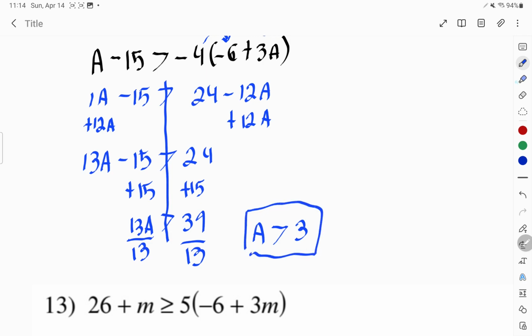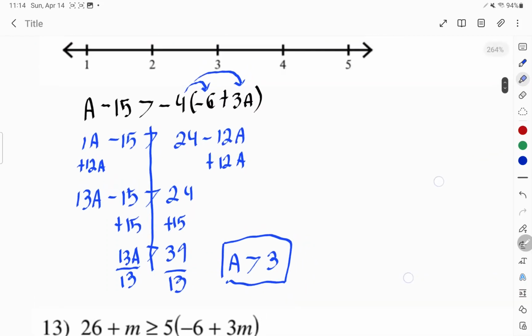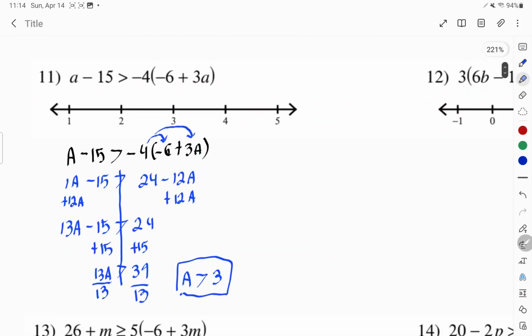Now, whenever you actually graph this one, you're going to have to look at your inequality. If your inequality does not have an equal sign, that means a little line below it, we're going to do an open circle. So I'm going to go over here at 3. Let me go do a little bigger. Big 3, right? Open circle. And then it says a is greater, so I'm going to move to the right. If it said a is less than, I would go the other way.